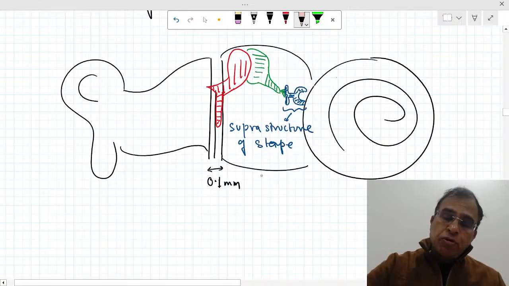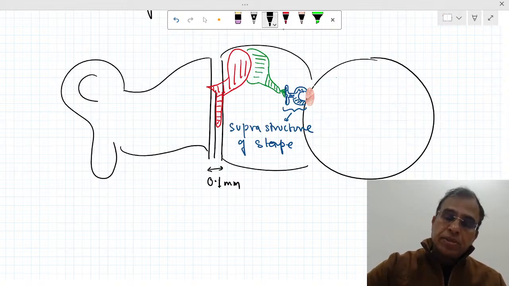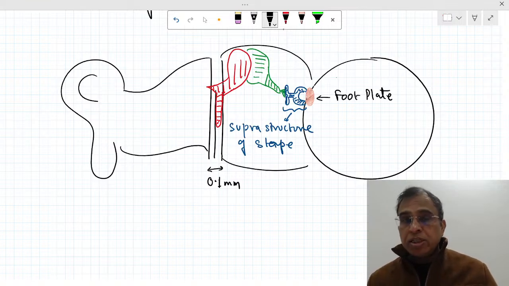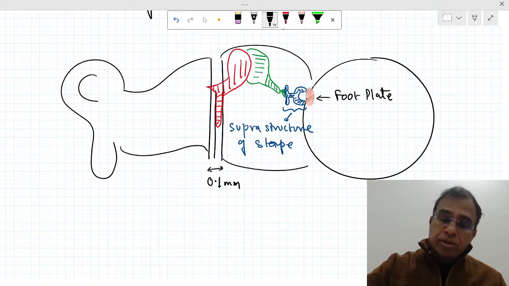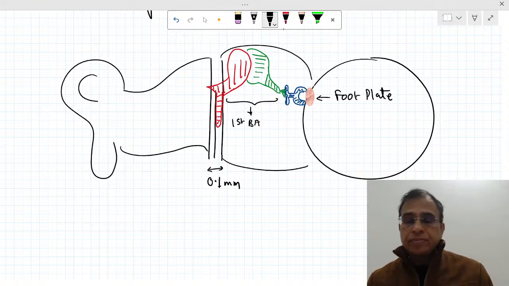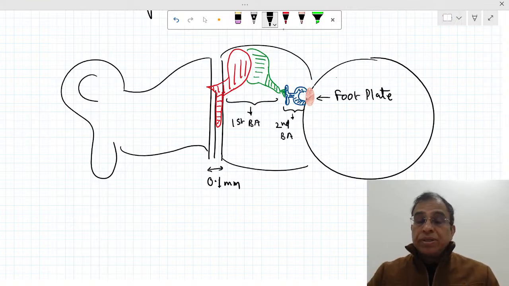And if you add a foot plate of the stapes here, then it becomes the complete stapes. Okay, so this is your foot plate of the stapes. Foot plate of the stapes. So stapes minus foot plate is the suprastructure. And why is this important? Because the first two ossicles, they develop from the first branchial arch. The suprastructure of the stapes develop from the second branchial arch, but the foot plate does not develop from the branchial arch.